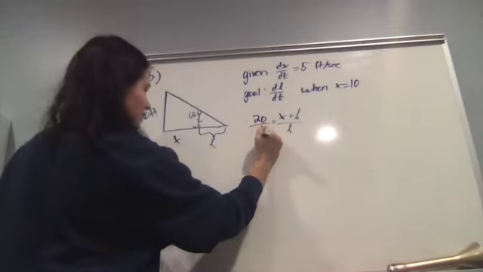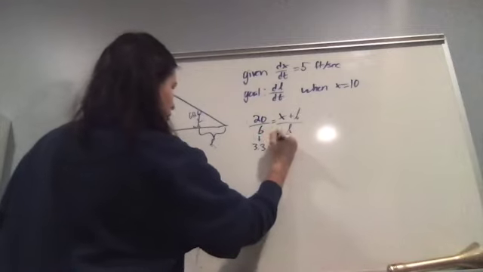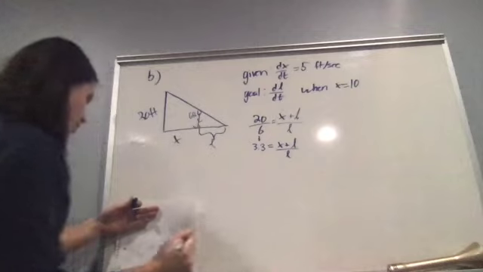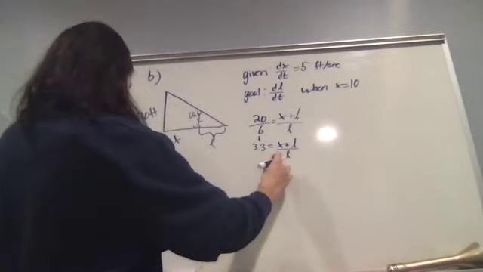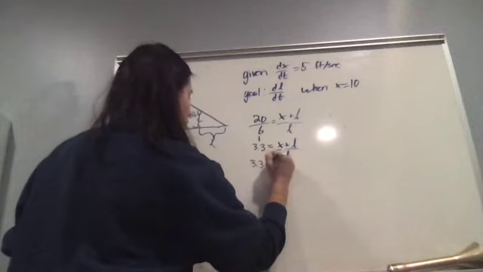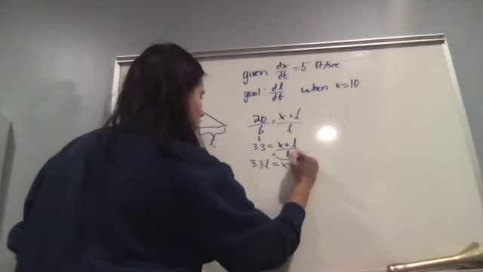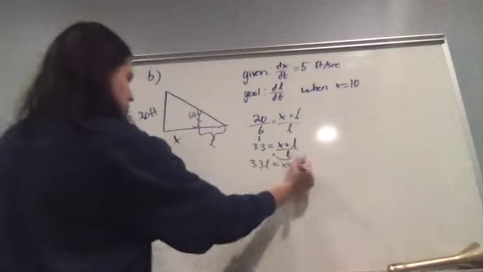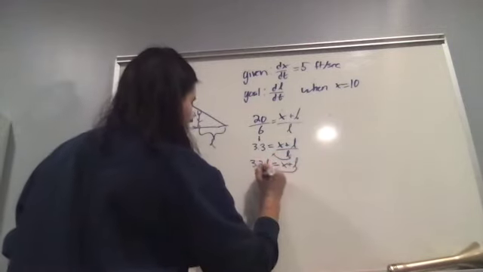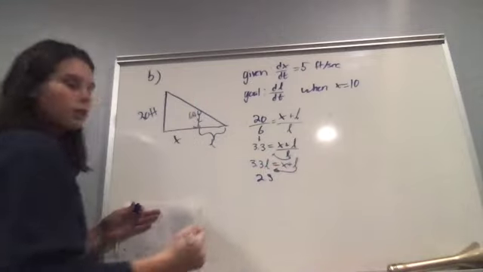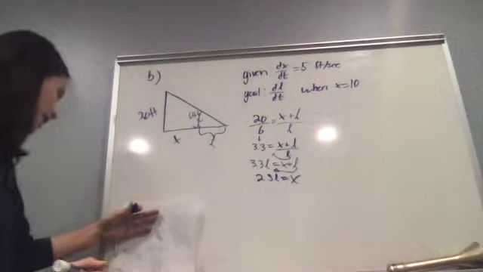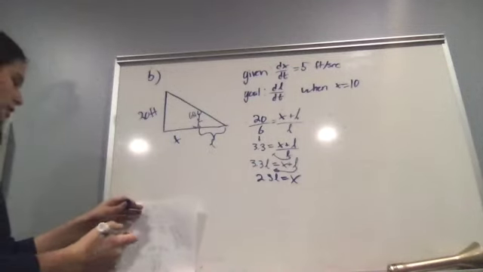So we can simplify this into 3.3 equal to x plus L over L. We're going to move our L over to this side. So we're going to have 3.3 L equals x plus L. Then we're going to move our second L over, subtract it, which is going to give us 2.3 L is equal to x. At this point, we can go and take the derivative.